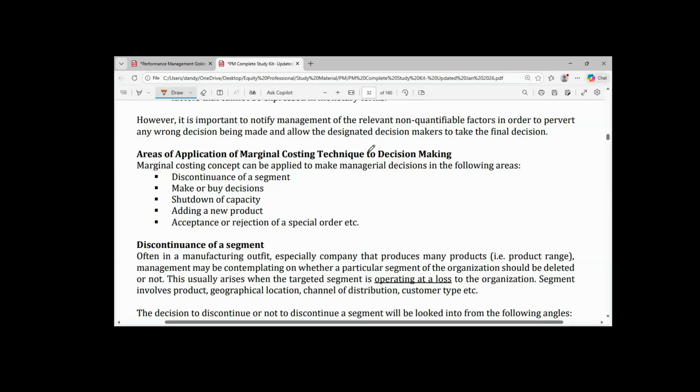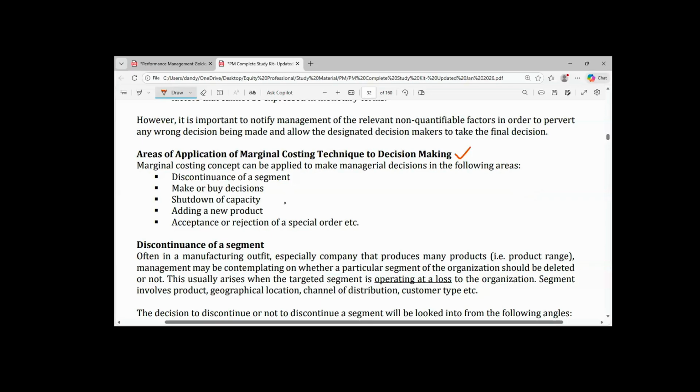I can't count how many times in the past that the examiner has tested this scope in different ways. You must know what you are doing, and the questions are very straightforward. If the examiner is asking you to discuss or explain the areas in which marginal costing technique can aid managerial decision, all you need to do is explain marginal costing technique, and then begin to discuss the areas of the business in which you can apply it for decision making. In any case, let's talk about this briefly.